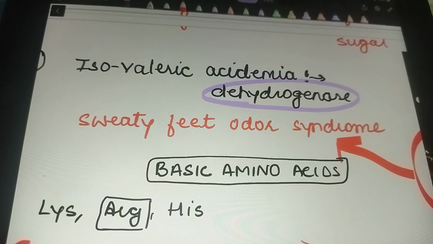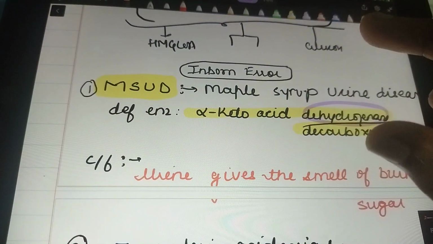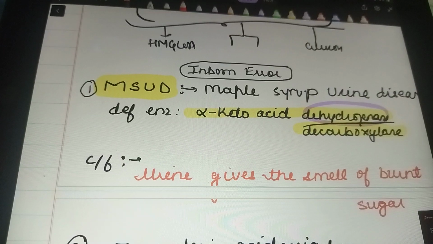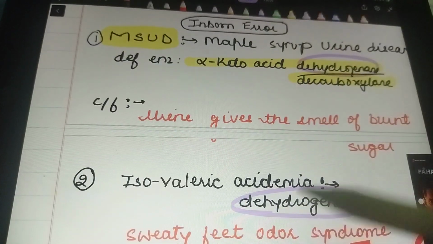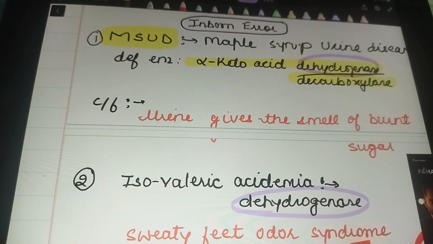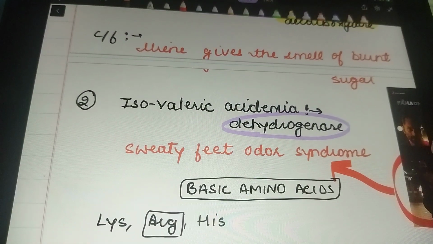But just remember, isovaleric acidemia is dehydrogenase deficiency, and the patient will have sweaty feet odor syndrome. That's all about the branched chain amino acids. Basically, three amino acids, LIV, and three reactions: transamination, dehydrogenation, and decarboxylation. If dehydrogenation and decarboxylation are halting, it is MSUD. If dehydrogenase alone is halting, it is isovaleric acidemia. In MSUD, it's a burnt sugar smell in the urine. In isovaleric acidemia, we have sweaty feet odor syndrome. That's all.